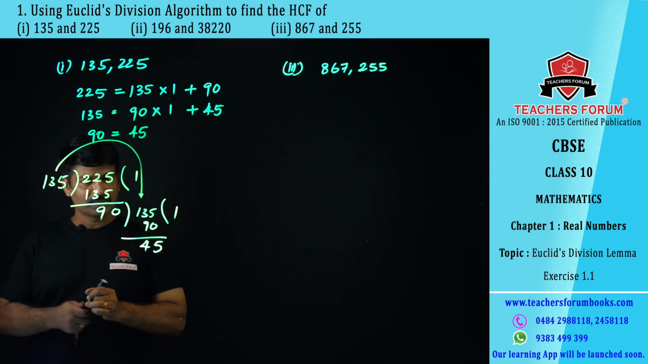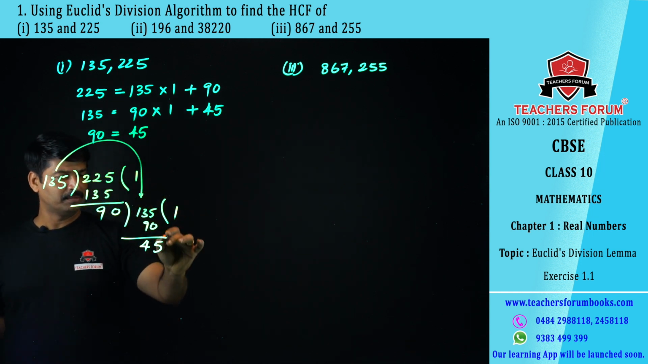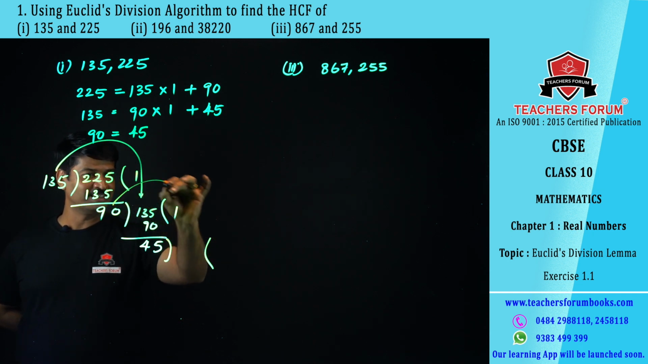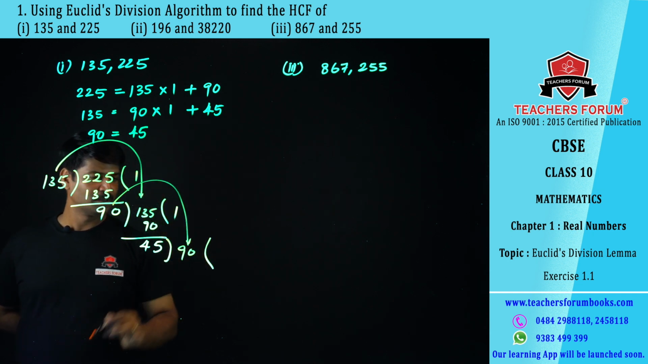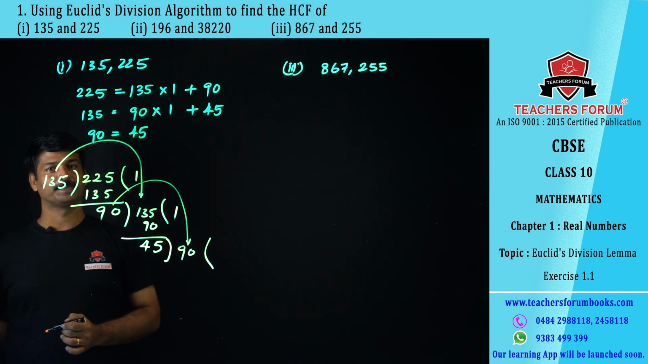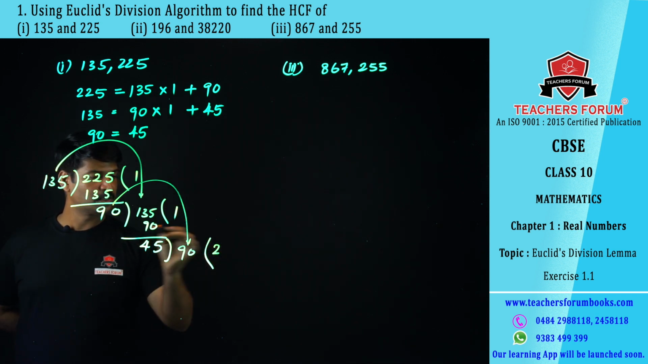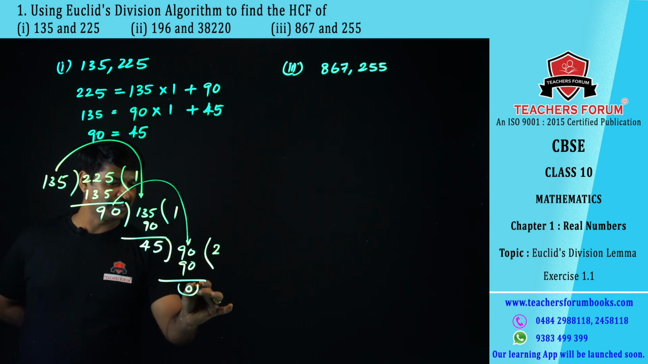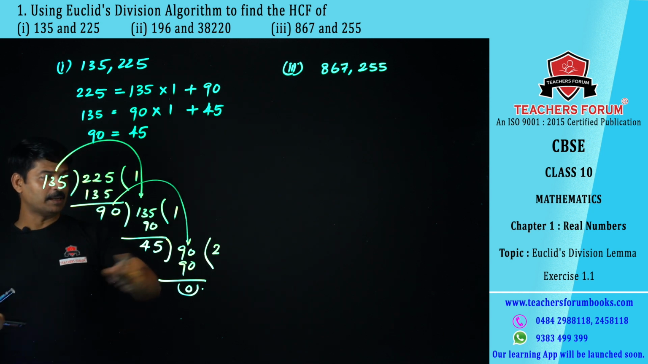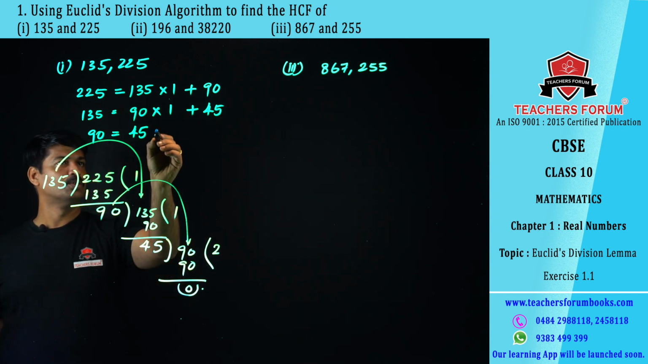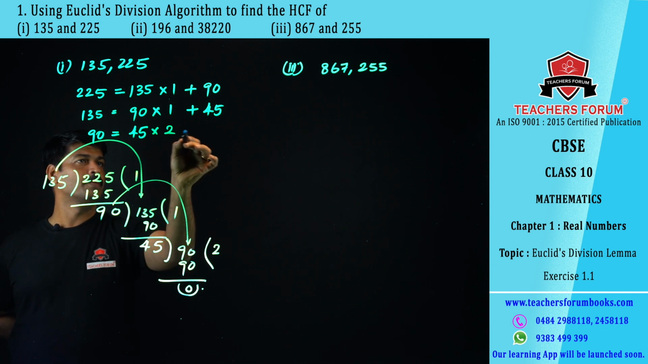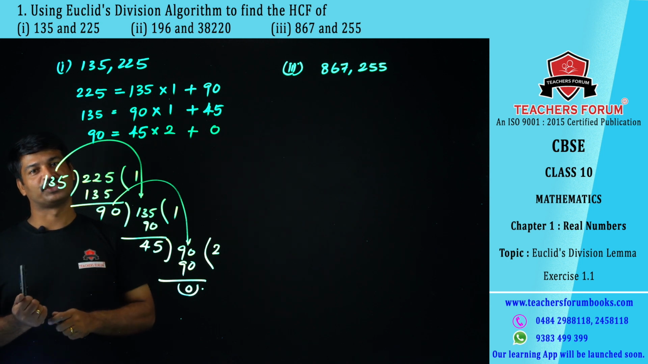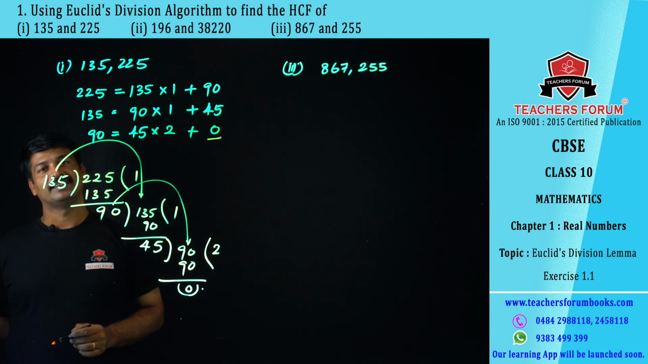The remainder becomes the divisor, and the divisor becomes the dividend, that is 90. So let us divide 90 by 45. Now 45 goes twice in 90, 45 into 2 is 90, you will be getting remainder as 0. Now this step can be written as 90 is equal to 45 into 2 plus 0. Now we can stop the process here. Why? Because the remainder becomes 0.